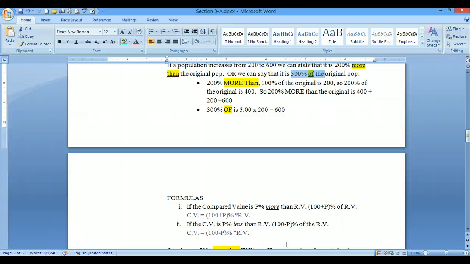Here's a couple of formulas that'll come in handy. If a compared value is p% more than the reference value, and I like to use my abbreviations, I have 100 plus p of the reference value. So the compared value equals 100 plus p% times the reference value. Notice I have the addition sign in here for the add. Now if the compared value is p% less than the reference value, I take 100 minus p% of the reference value. Less than means minus. So that's where we see it.